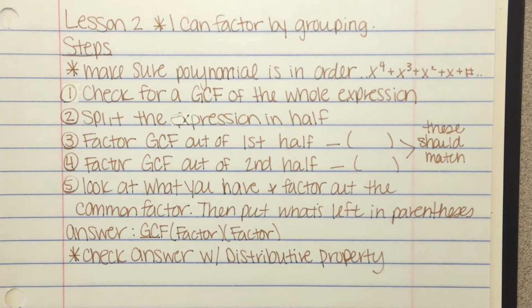Okay, today we're going to look at Lesson 2, and your learning objective, or I can statement, is I can factor by grouping. Lesson 0 was a review of combining like terms and the distributive property. Lesson 1 was factoring out the GCF. Now we're moving on to factoring by grouping, which requires you to factor out the GCF. So we're going to do some more practice finding the GCF of some terms in an expression, and we're going to use that to factor by grouping.